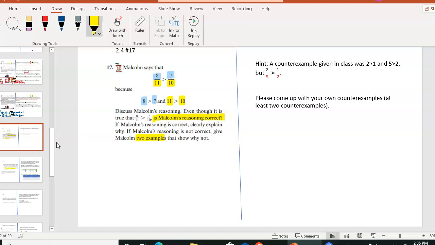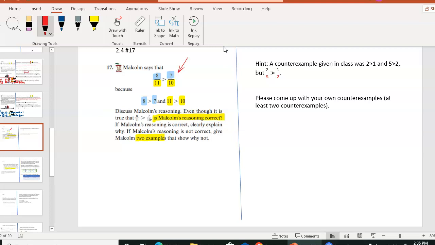Here I give you one example, and I'm going to ask you to come up with your own examples. This one, the 2 fractions given, somehow showed his reasoning is correct. It seems like his reasoning is correct. But what we want to tell Malcolm is that your reasoning doesn't work for a lot of other problems.